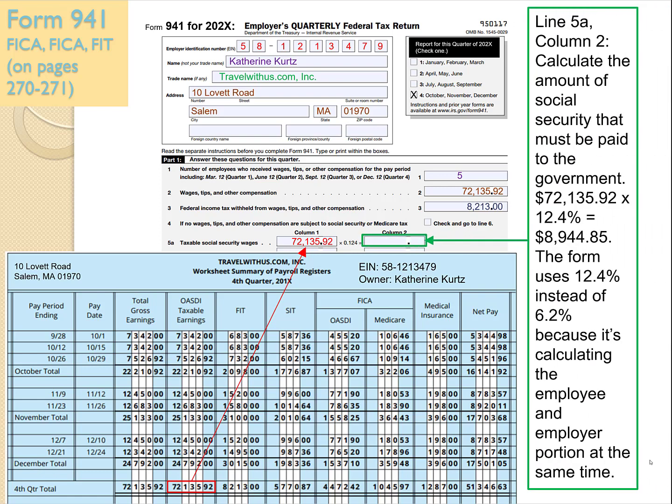Now, line 5A, column 2. We're going to calculate the amount of Social Security that must be paid to the government. It's $72,135.92 times 12.4%, also known as 0.124 in the form of a decimal. You do the math, that's $8,944.85. Now the form uses 12.4% instead of 6.2% because it's calculating the employee and the employer portion all at the same time.